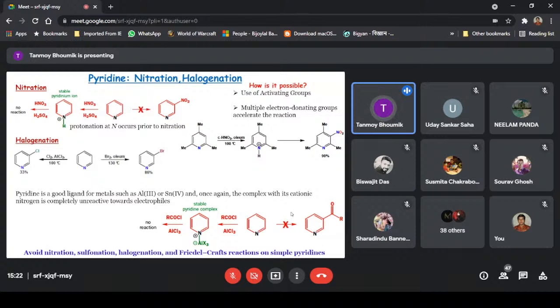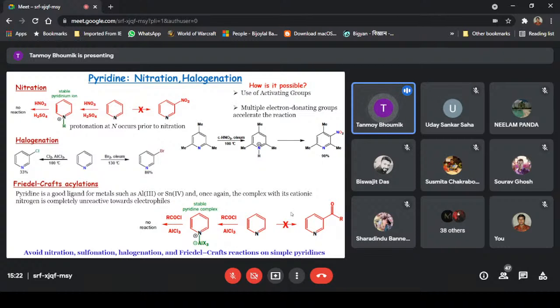But in the halogenation reaction, we all know that there is no source of proton, so there will be no chance of protonation, giving the pyridinium chloride or chloropyridinium ion. Then pyridine is a good leaving group for metals such as aluminium, tin and so on, and once again a pyridinium complex is formed. This complex reacts with different compounds like benzyl chloride, giving the benzyl product, and the pyridine is monosubstituted.